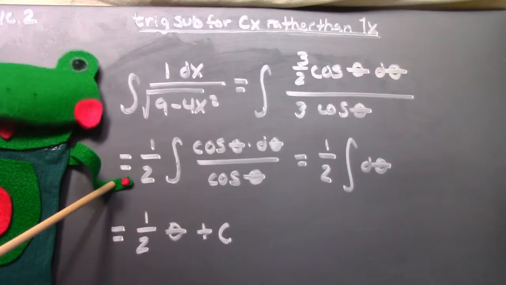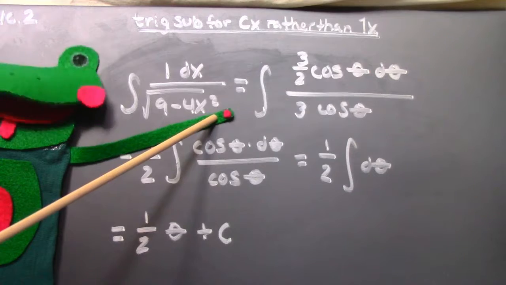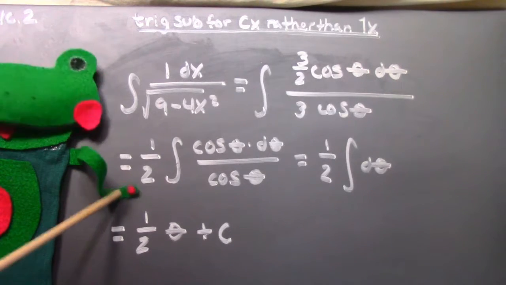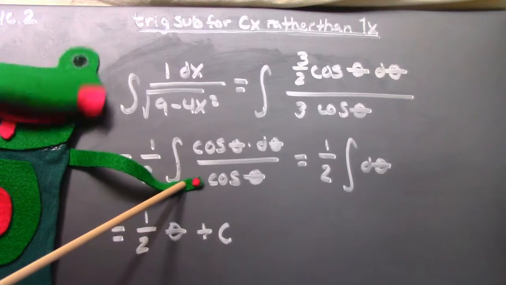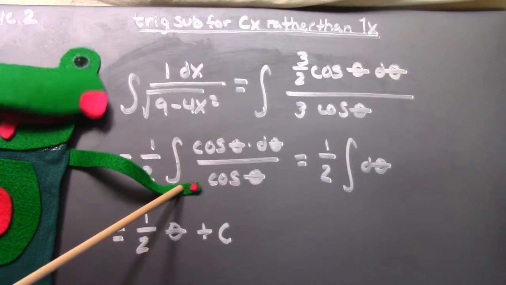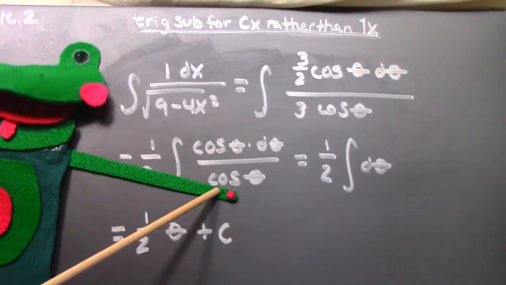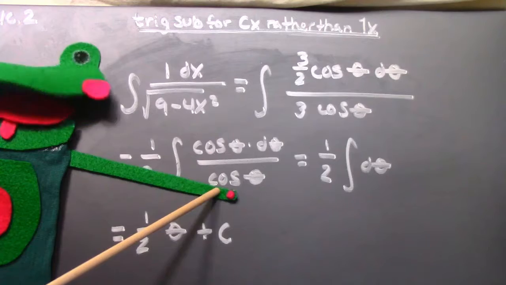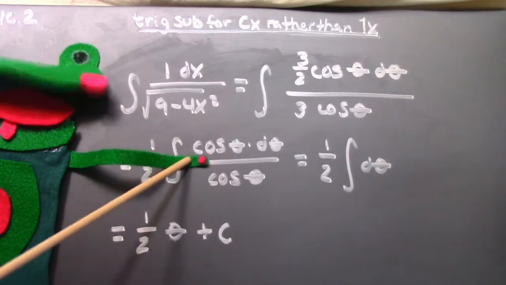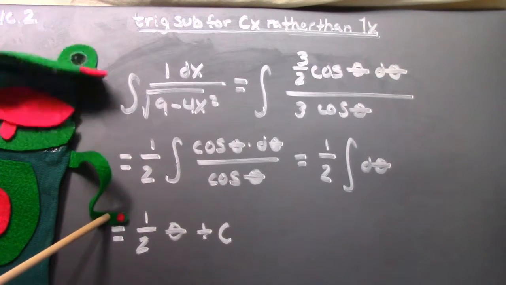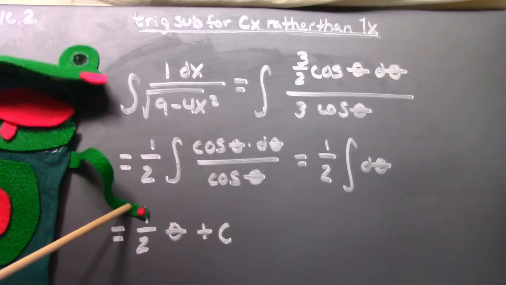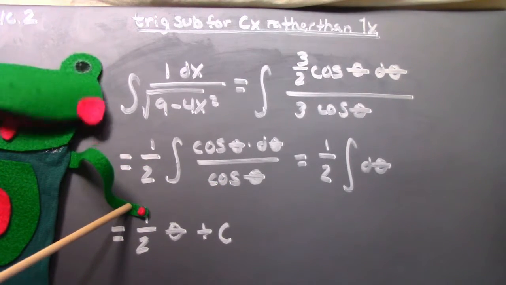So from then on, I can pull out the 3/2 and the 1/3 and make this 1/2 times the integral of cosine theta times d theta over the cosine of theta. That equals 1/2 times the integral of d theta, because these cosines cancel out. From then on, I know that once I integrate d theta, that becomes 1/2 times theta plus c.